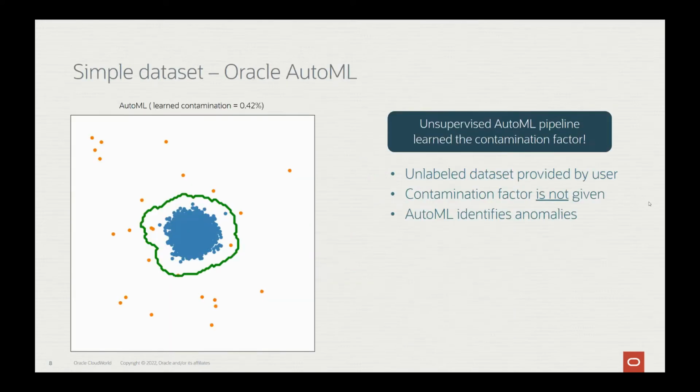With Oracle AutoML, we seek to do all of this for you. So this green line now represents the decision boundary from our model. So you can see in this case that almost all of the anomalies are outside of the green line. And remember, we're automatically learning what the contamination factor is for you. It's not something that you have to provide.